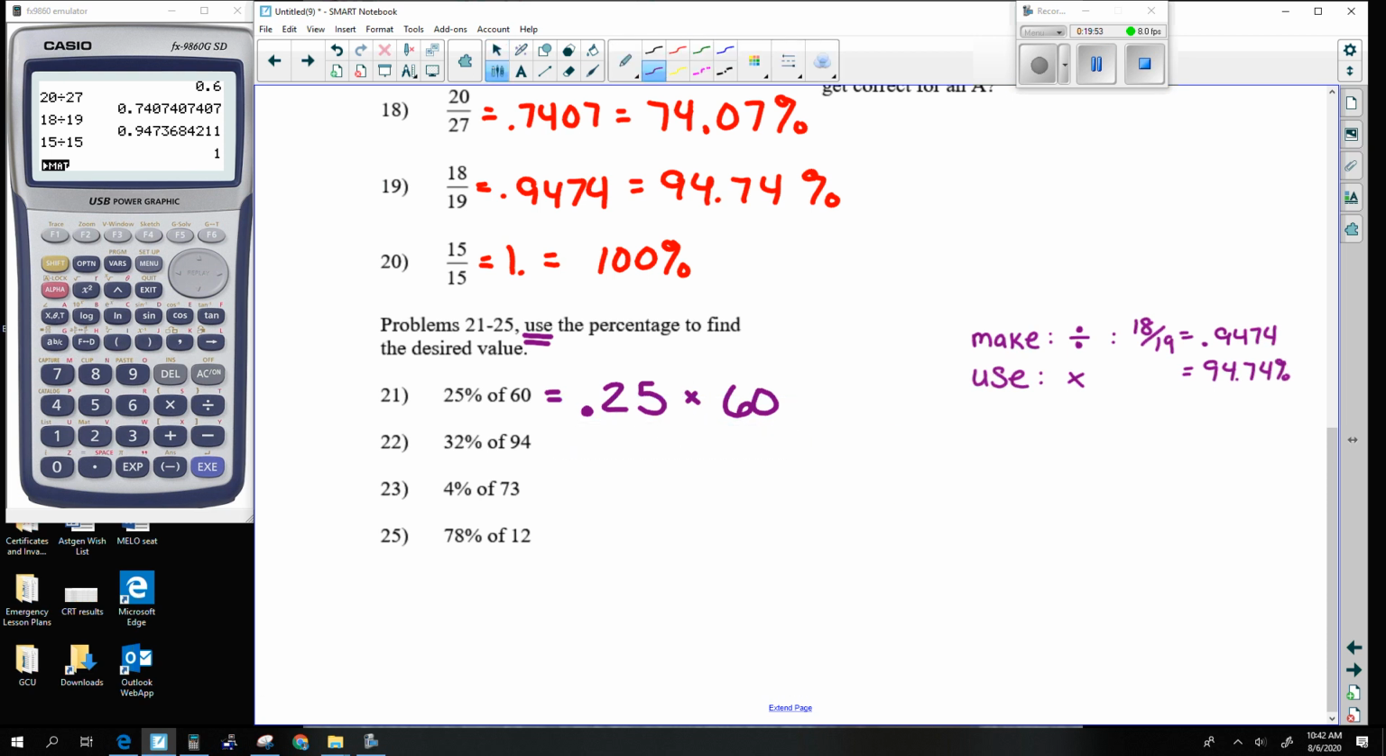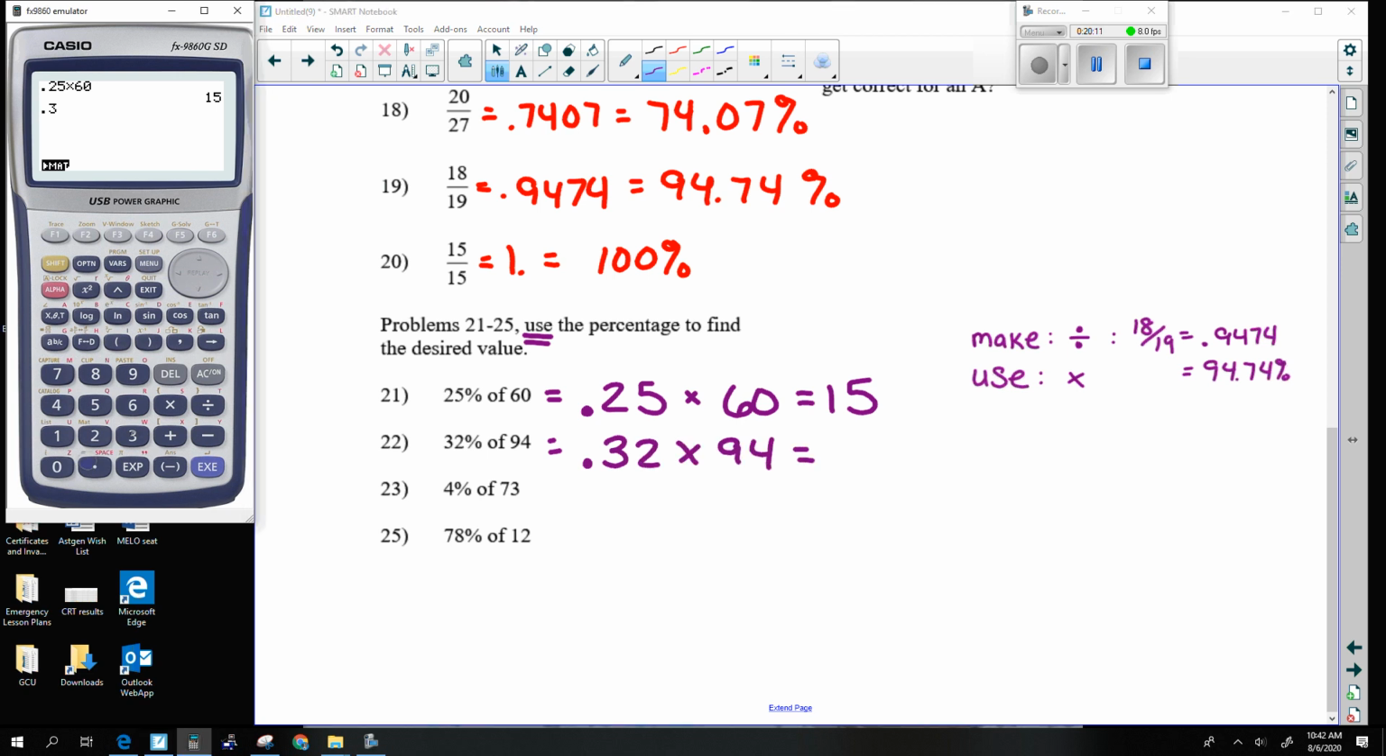So here we go. 25% of 60. Next, 32% of 94. Ooh, 4%. Okay, think of 4%.